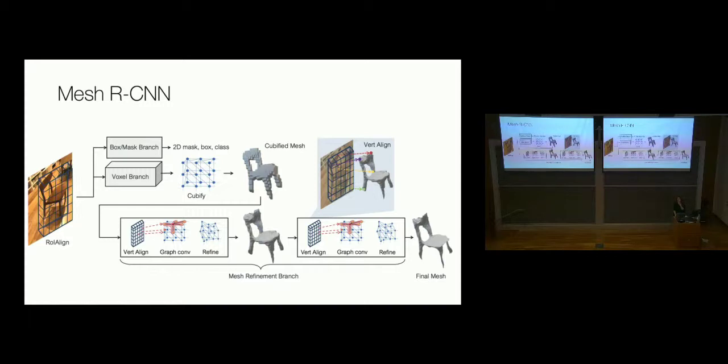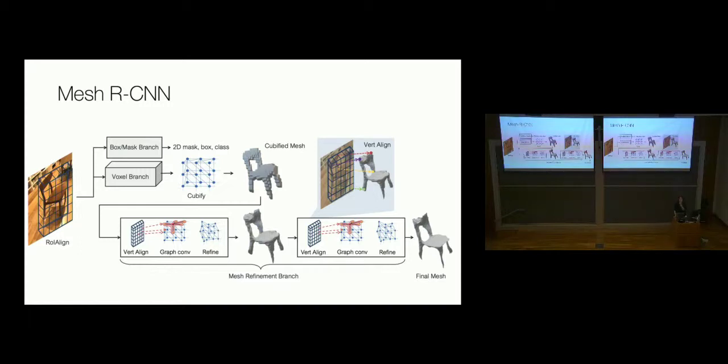There was another, yes? How are the voxels represented? In what form does the neural network...? So, exactly. The voxels are represented like 3D masks, so masks in a three-dimensional cube. And every location is basically a probability, whether it's on or off, based on whether it's occupied or not.